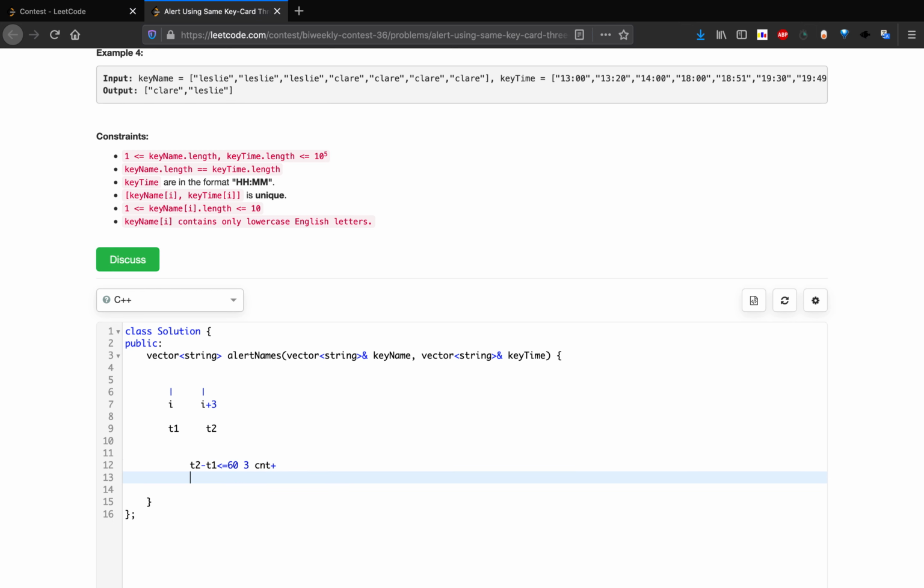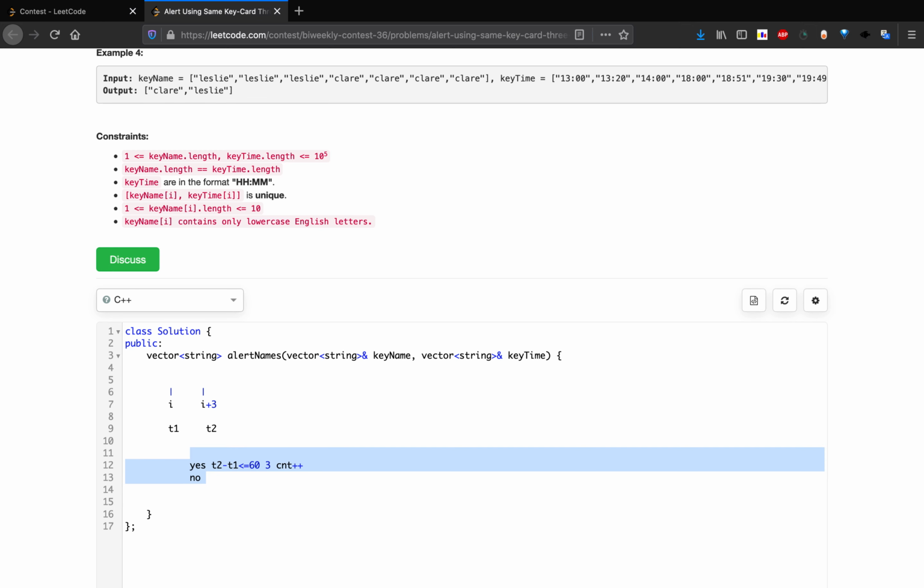And if it is not less than or equal to 60, then it is definitely guaranteed that any time greater than I plus 3 will not have a difference less than or equal to 60. So that's how we can use the property of sorting to know whether we have to consider that person or not.